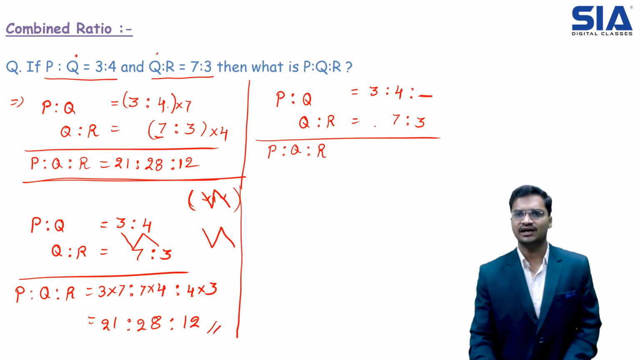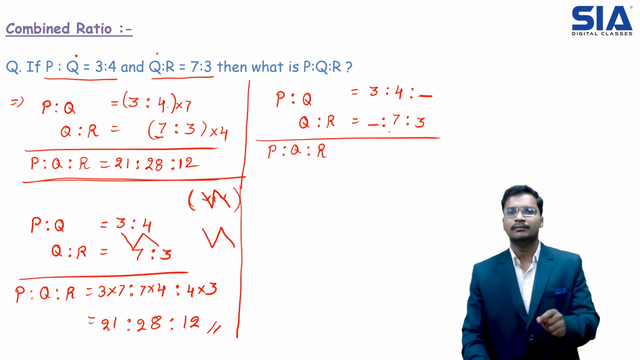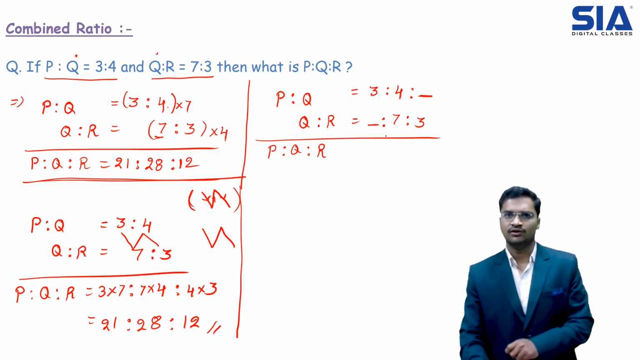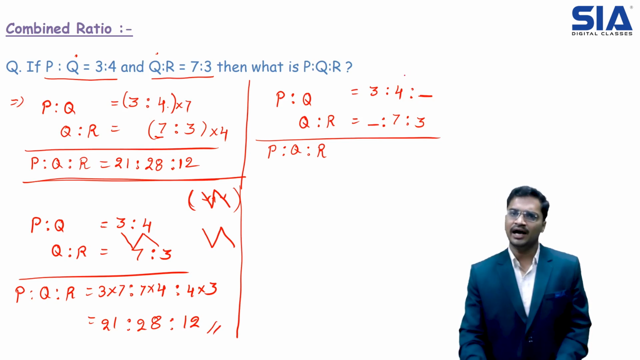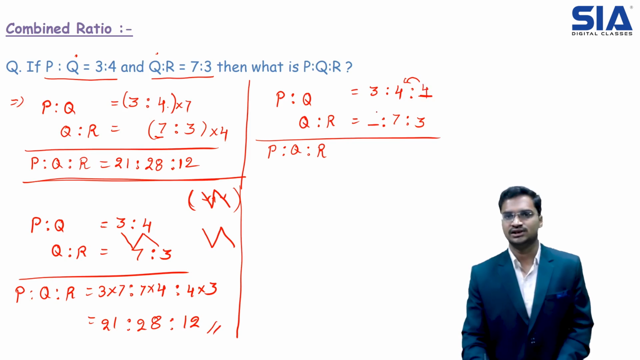Now in the second ratio, the first value is missing, so I am writing a blank there. What do I have to fill in this blank? Whichever number is beside the blank, I have to fill that particular number. Beside this blank, I have the number 4, so I am writing the value 4. Next, beside this blank, I have the number 7, so I write the number 7.